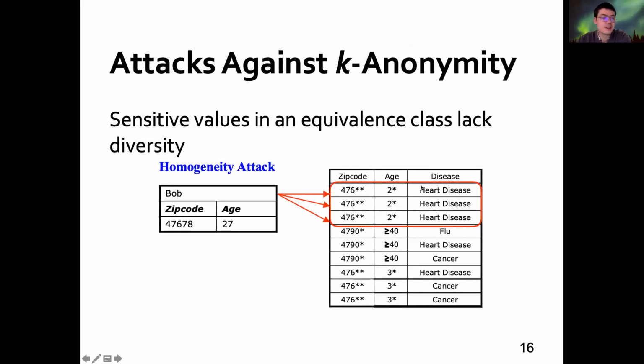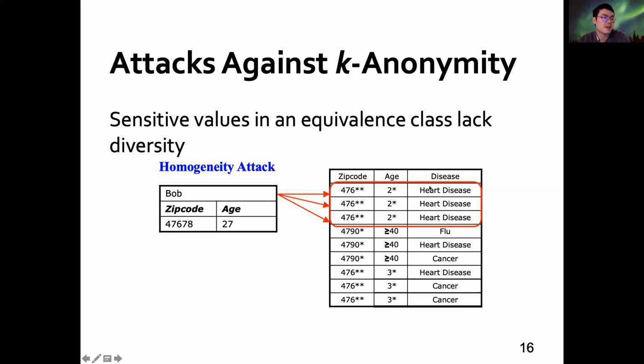So is k anonymity perfect? The answer is actually no. Here's an example. For example, you know from some resource, maybe the phone book, that Bob lives in this zip code area and has age 27. Then you see some institute release data saying, this table is 3 anonymous, which means that for any given row, we can find 2 others with the same attributes. But that's not enough, right?